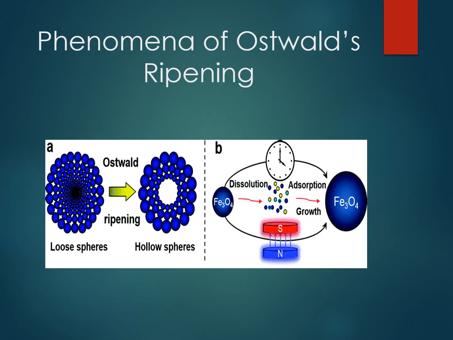Let's have a look at the phenomenon of Ostwald ripening. This diagram will help us to understand the process. As we have already discussed, smaller particles of precipitate, for example ferrous sulfate, are dissolved due to digestion and they get adsorbed on the surface of larger molecules, thereby leading to particle size growth.